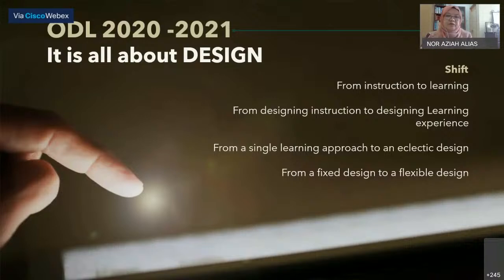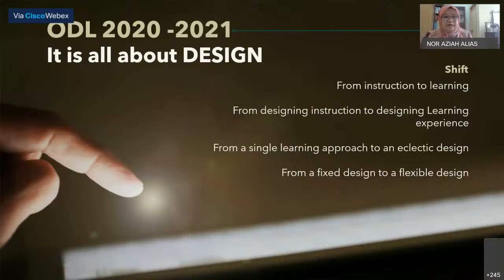When we go into 2020, 2021, it is all about design. We have to shift from giving instruction to thinking about learning, from designing instruction to designing the experience. From one approach, we used to go into class with our PowerPoint and lecture, but now we've got to think of many ways of doing things. It is a more effective design. From a very fixed design, we used to have what? Week 1, week 2, week 3, week 4, week 5, until week 14, and then we are done for the semester. But when we do ODL, I don't think that one will work. It has to be more flexible.